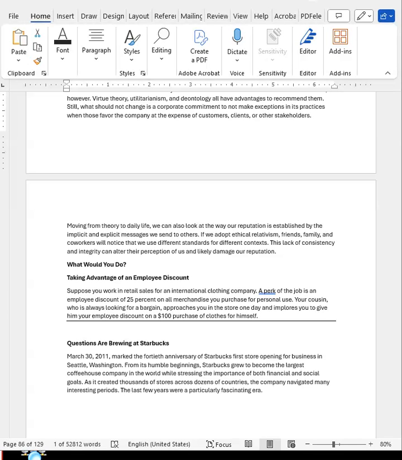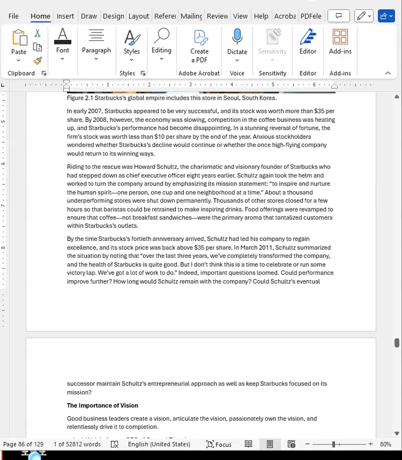As it created thousands of stores across dozens of countries, the company navigated many interesting periods. The last few years were a particularly fascinating era. Figure 2.1: Starbucks' global empire includes the store in Seoul, South Korea.